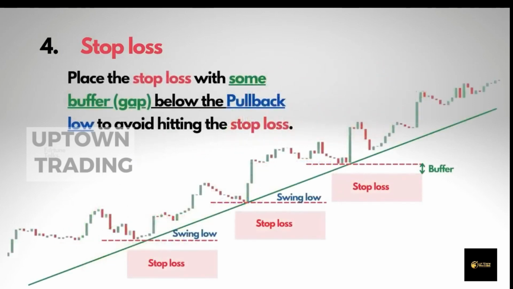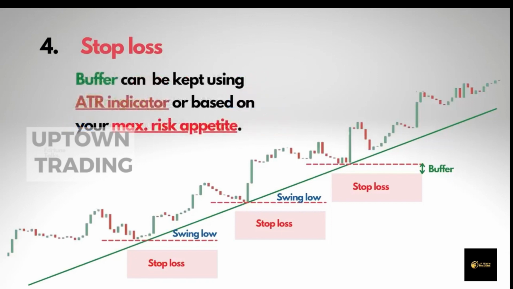So in order to be safe and not hit your stop loss before the pullback finishes, you will have to identify the lows of the pullback and give some buffer below the lows. For this purpose, you can either use the ATR indicator or you can even set it based on your risk-taking ability. Let's take a look at the ATR method briefly.